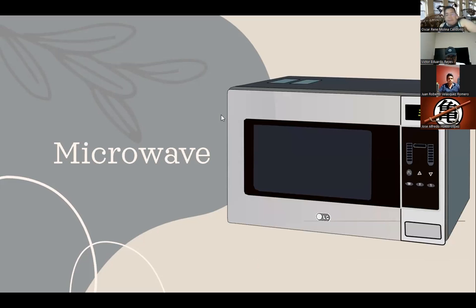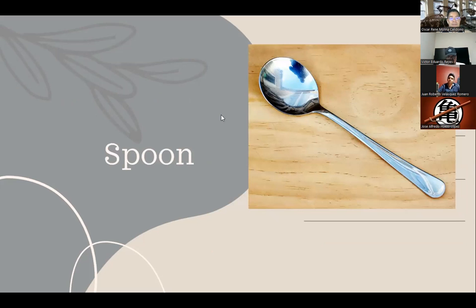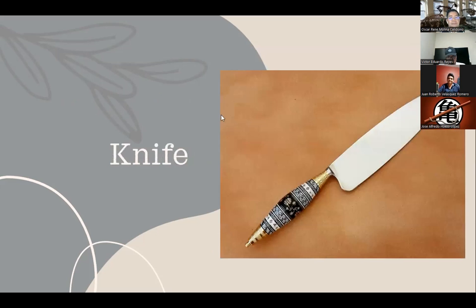The microwave is necessary for use in the kitchen, because if you have, for example, a frozen chicken, you can use this instrument. As you can see, the refrigerator is necessary to save food, for example, the meat, eggs. And it's necessary to use a spoon as well. The knife you can use for cutting different ingredients, for example, tomato, that you can use at the moment to prepare the food. Okay, that's all. Thank you.